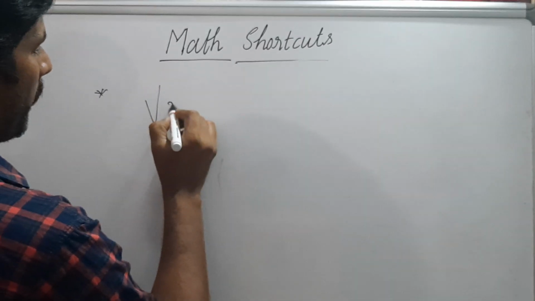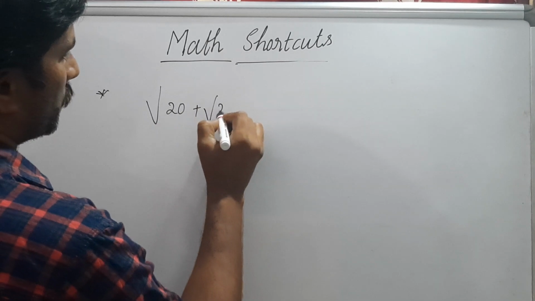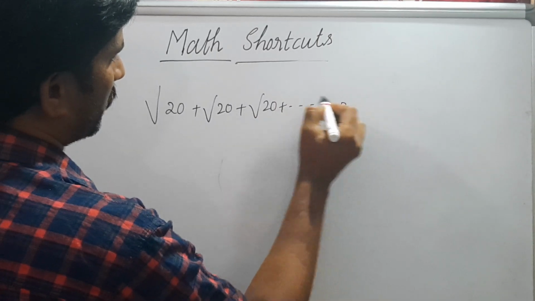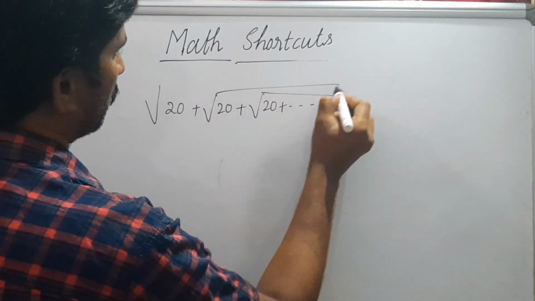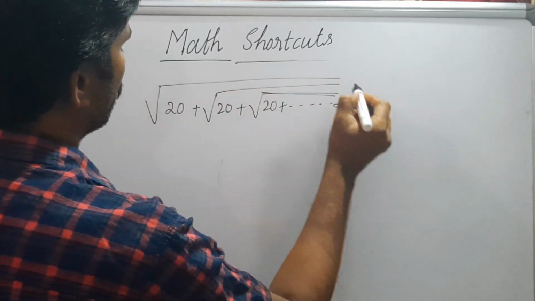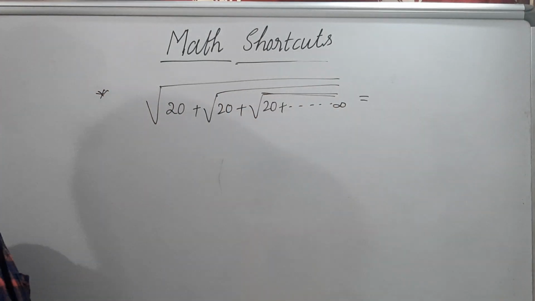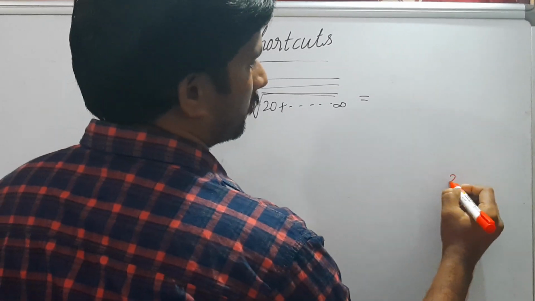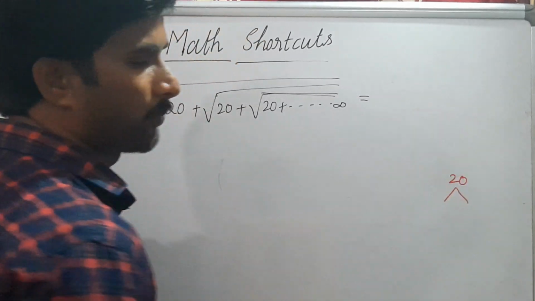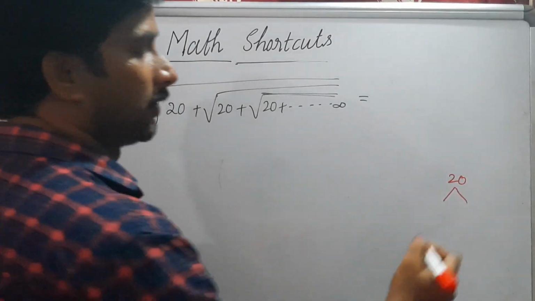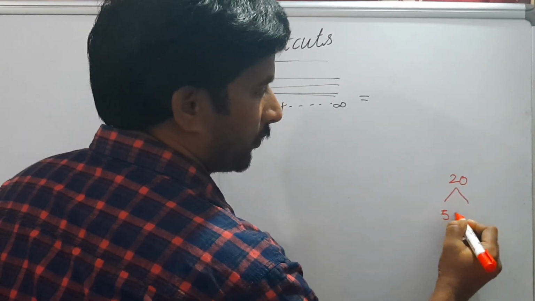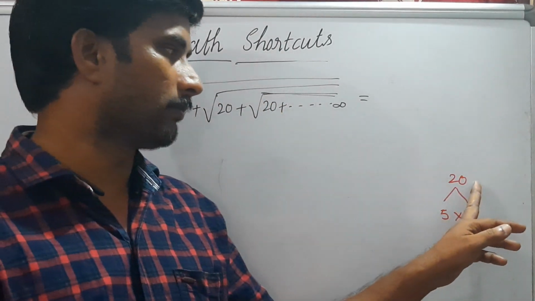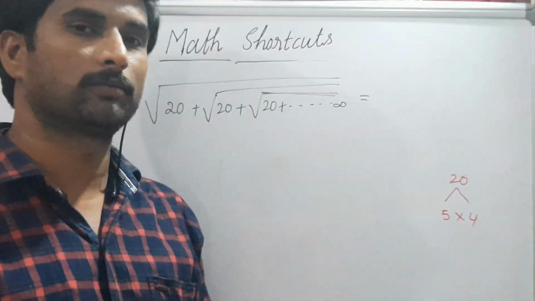Square root of 20 plus square root of 20 plus square root of 20 plus and so on, infinite. So how to find this value? In the number we have 20. Now write this 20 as product of two consecutive numbers. 20 can be written as 5 into 4.